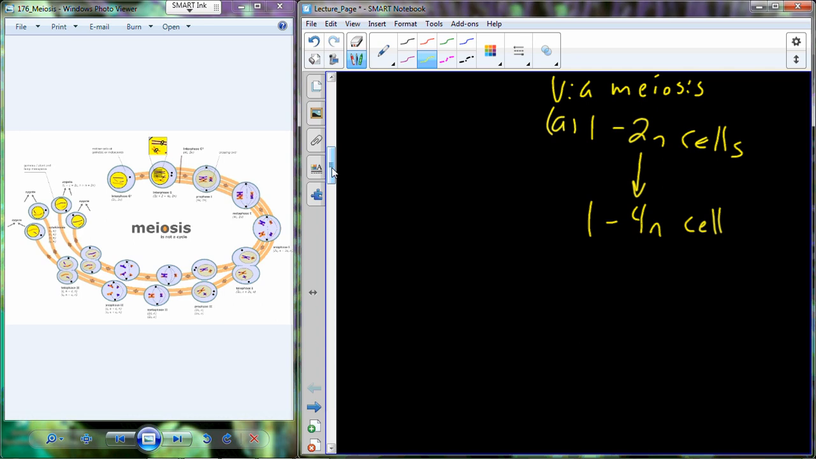So one 2N cell becomes one 4N cell, then that 4N cell divides to produce two cells that each have 2N. We don't have another duplication event as you go into meiosis 2, and the end of meiosis 2 is for those 2N cells to become four 1N cells.